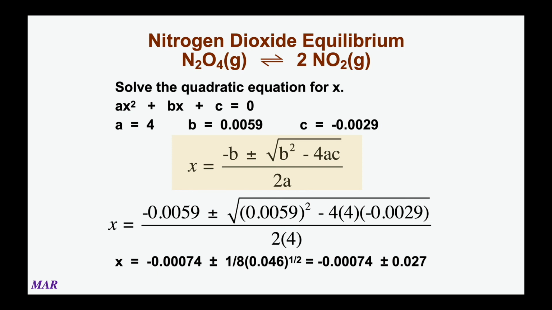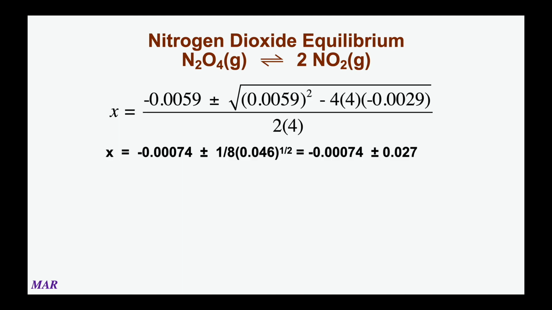Plus or minus literally means you'll either add it or subtract it. So 1/8 times the square root of 0.046 is 0.027. That's the plus or minus part. X is going to have two values here. In the quadratic formula, you're going to end up with two values of x. In this case, one will be negative 0.00074 plus 0.027, and the other will be negative 0.00074 minus 0.027. Those are the two allowed values of x here.